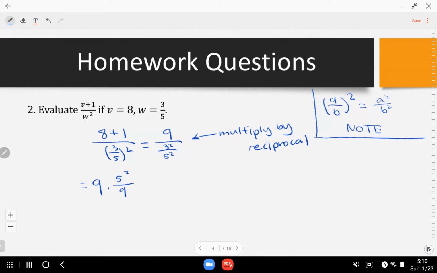9. And you see here that since we're multiplying and dividing by 9, these two 9s cancel out, so you get 5 squared, which is 25. Now, some people just left it as 9 over 25, and that is incorrect.